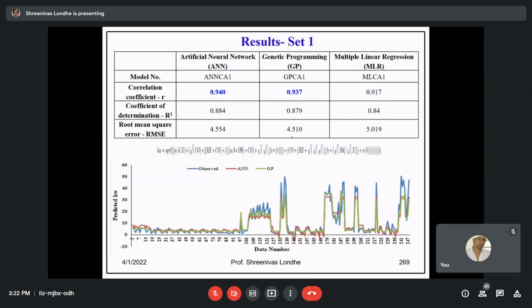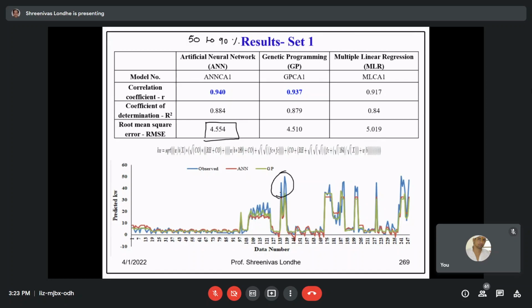Now see the results for set 1. As I said, the relative humidity was between 50% to 90%, quite a large range, and see my correlation coefficient, 0.94. That's quite high. Genetic programming and multiple linear regression also gave very good results, but the artificial neural network is always the winner. And see the root mean square error, it's 4.55. If you look at the figure below, you can see the higher values are not predicted very well by the ANN.